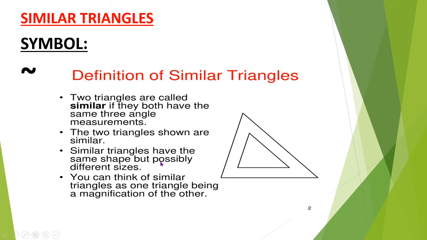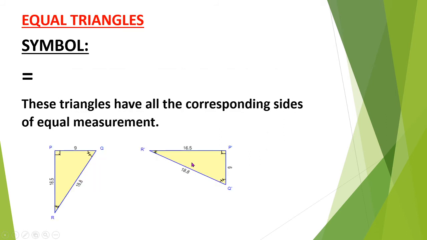Similar triangles have the same shape but possibly different sizes. You can think of similar triangles as one triangle being a magnification of the other. As you can see in this diagram, there are two triangles having the same angles, but the sizes of these triangles are different. So these two triangles are similar triangles.